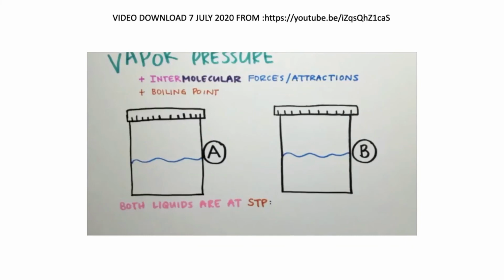Okay everyone, in simple words, vapor pressure is a pressure that is caused by the vapor molecules, right?